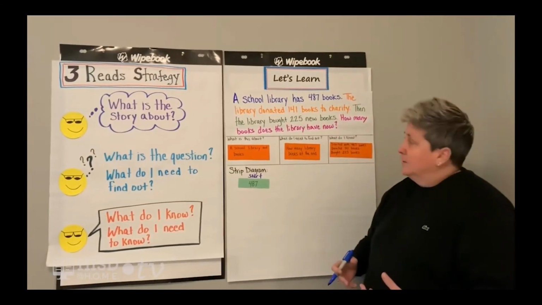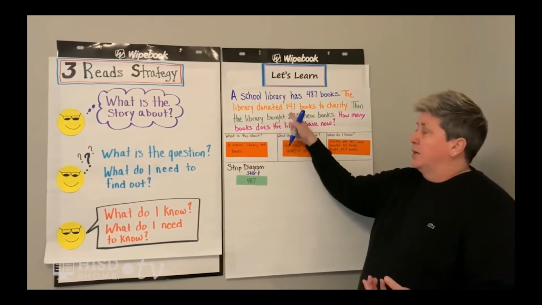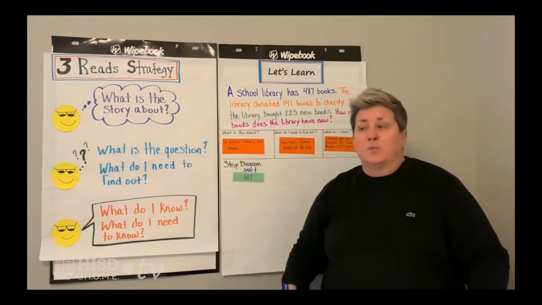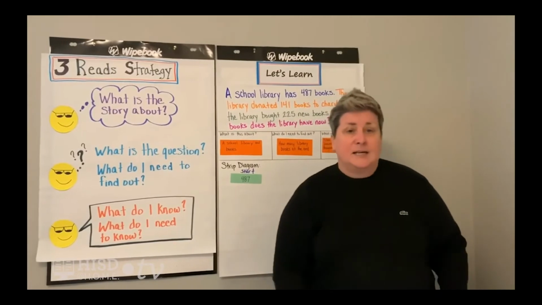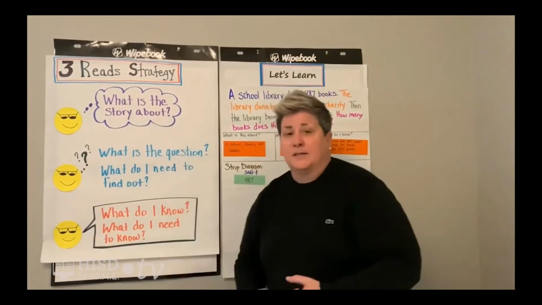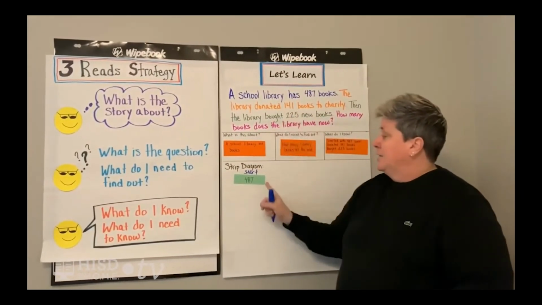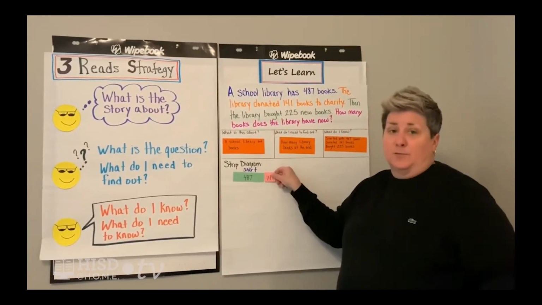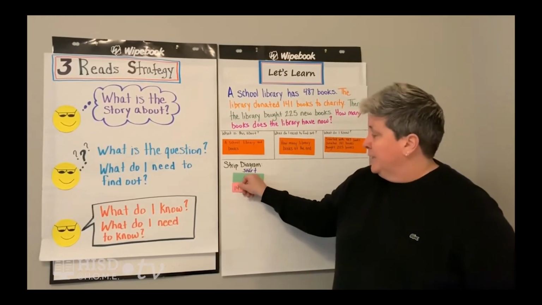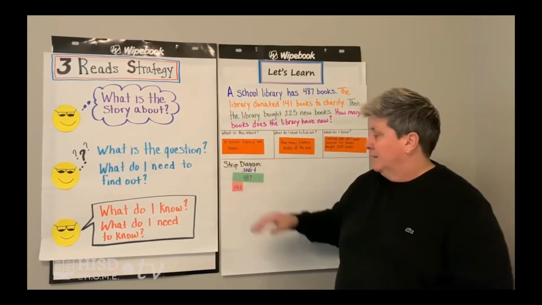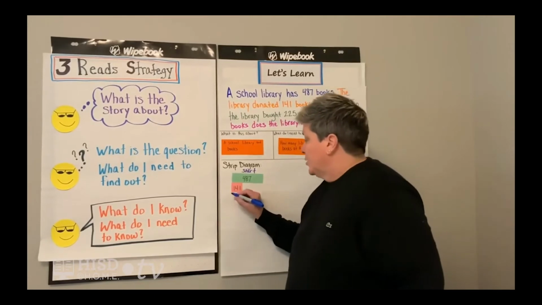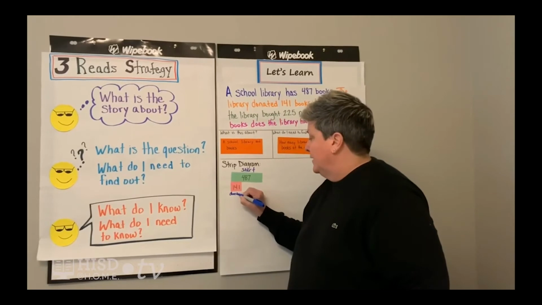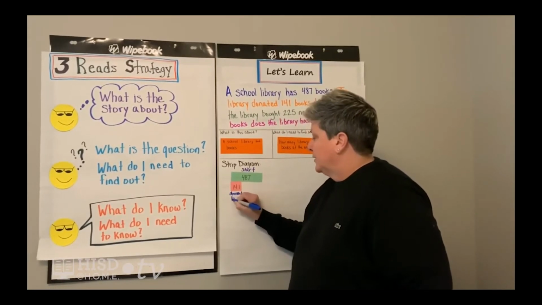Then what happened? We know that the library donated 141 books to charity. Remember, when we donate something, it's like taking it out of our house and giving it to somebody else. So I know that the 141 will not be joining the 487, but it will be leaving the 487. So this 141 represents the donated books.